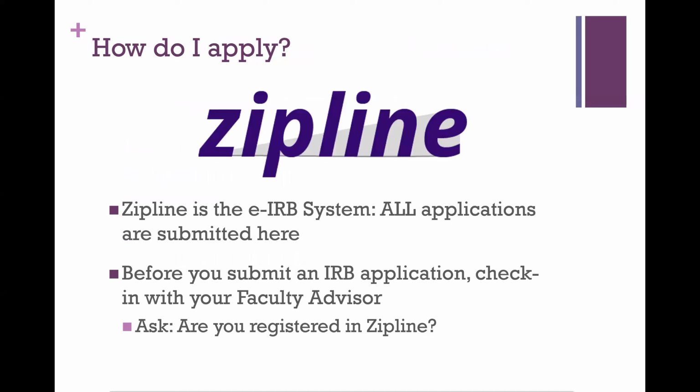To apply for IRB review, you will submit your application in Zipline, which is the electronic IRB system. Ask your faculty advisor if they are registered in Zipline because they will be involved in the review process.